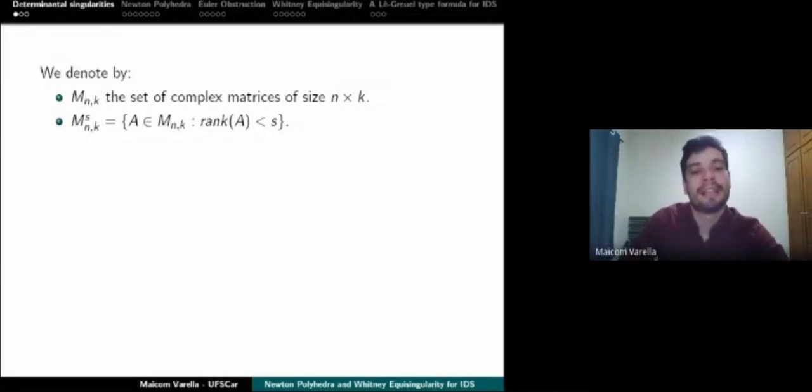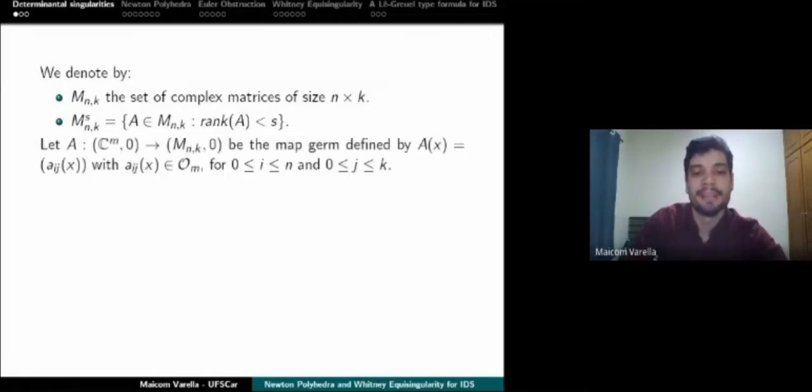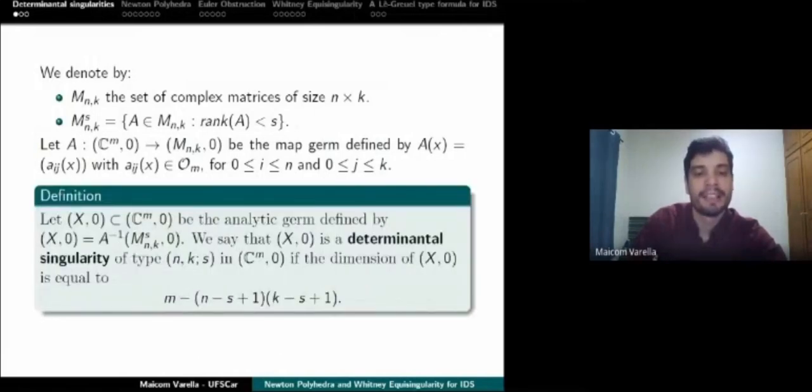We denote by M_{n,k} the set of complex matrices of size n by k, and M_{n,k}^s the subset consisting of the matrices with rank less than s. And let A be the map germ defined by A(x), with each a_ij(x) in the ring O_m. And let X be the analytic germ defined by the matrix A. We say that X is a determinantal singularity of type n,k,s in C^m if the dimension of X is equal to this expression.